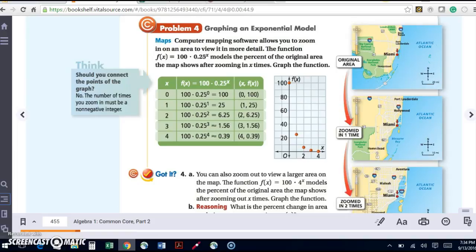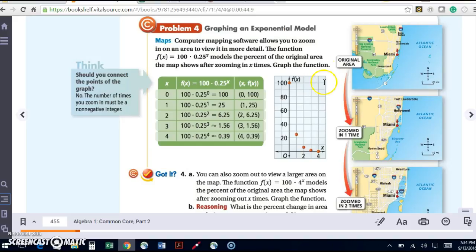Okay, we're looking at problem 4. It says graphing an exponential model. Computer mapping software allows you to zoom in on an area to view it in more detail. The function f of x equals 100 times 0.25 to the x models a percent of the original area of the map after zooming in x times.